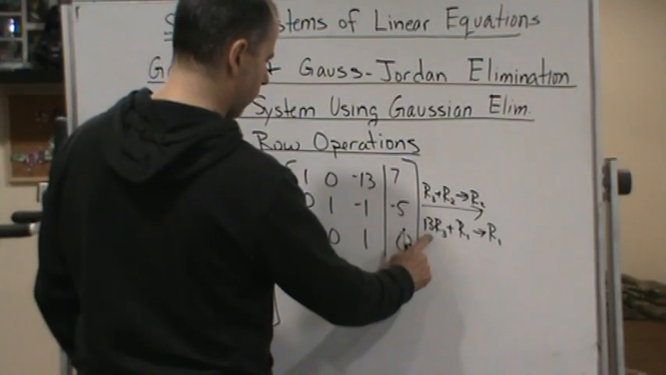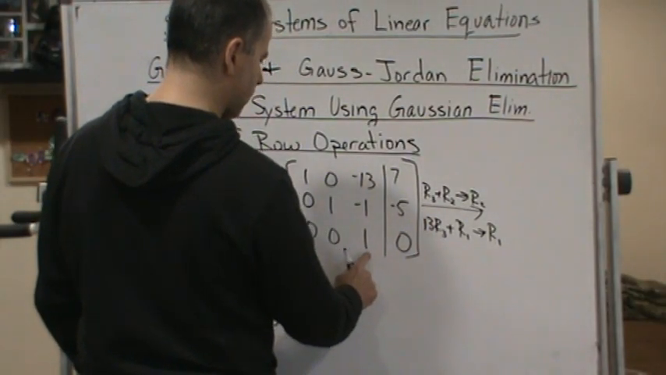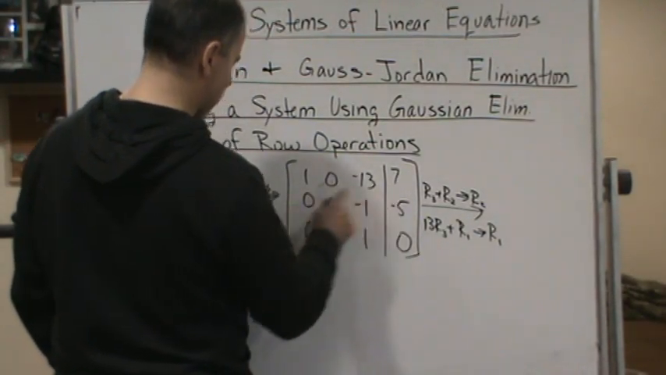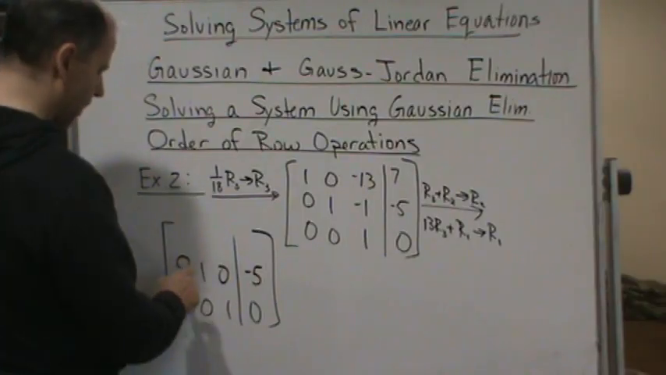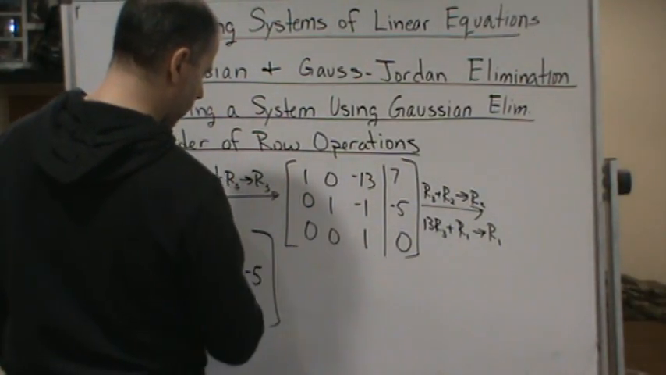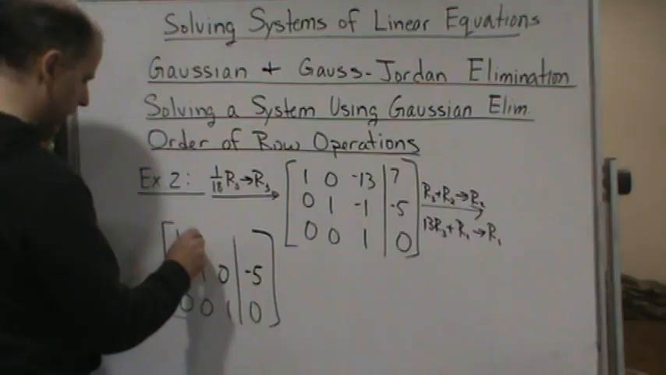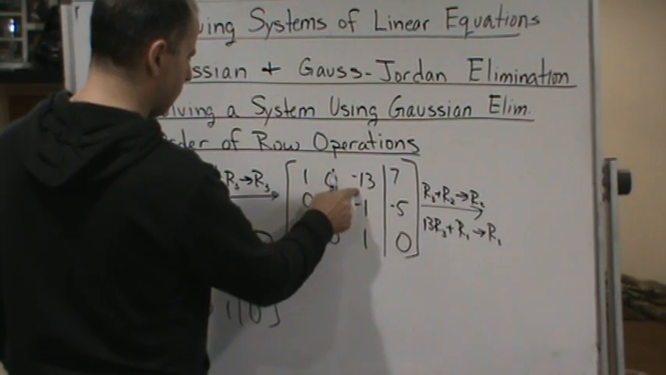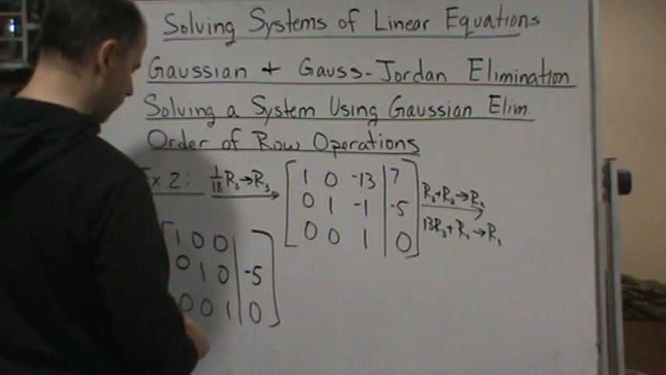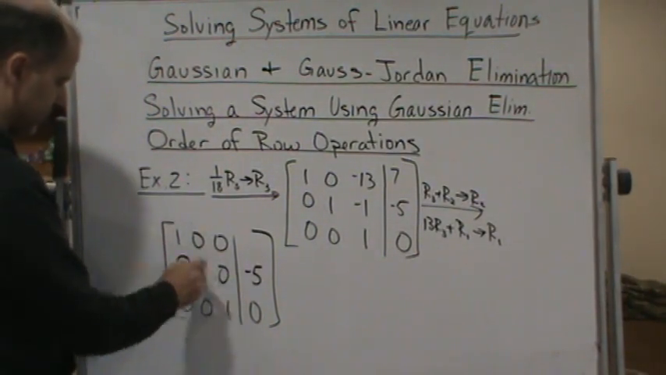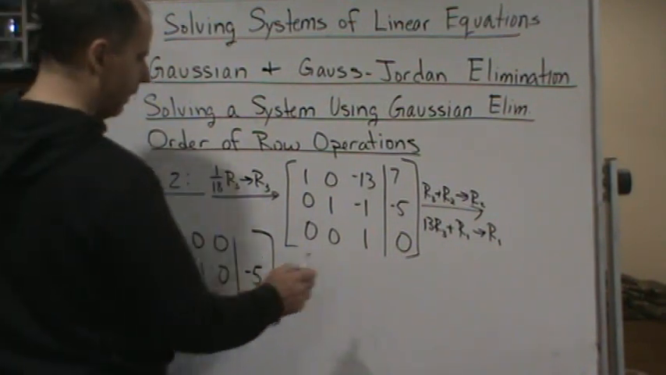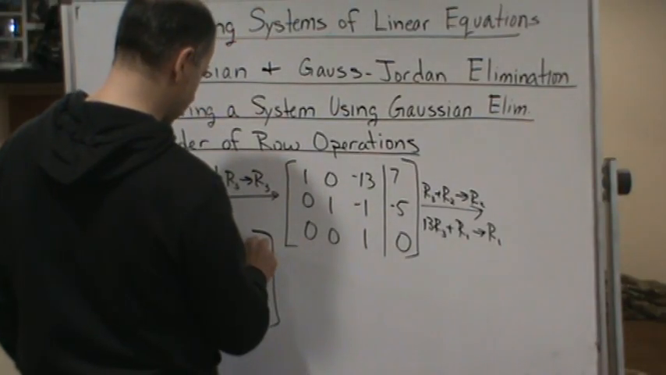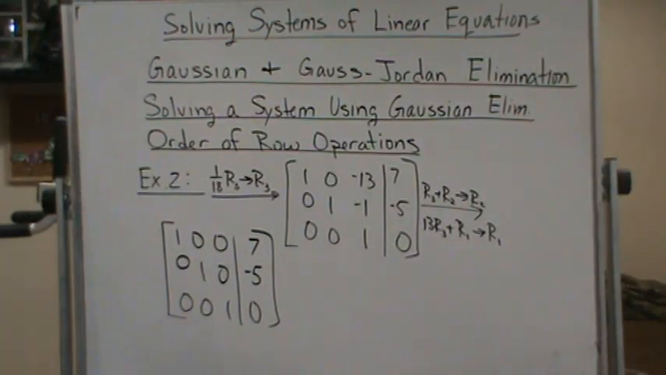Now we're going to take care of row 1. So we're going to do 13 times row 3 and add it to row 1. So in this case here, again, the first 2 remains unchanged. So this is going to be 1, 0. And then 13 times 1 plus negative 13 is 0. Okay, so now we've got our diagonal 1s and 0s here and 0s here. Now we're going to take 13 times 0, which is 0, plus 7. So this remains unchanged, right?